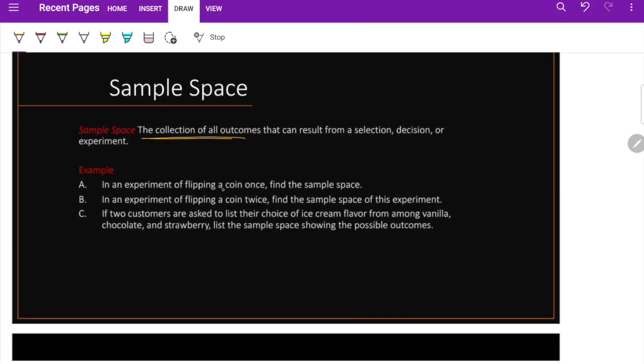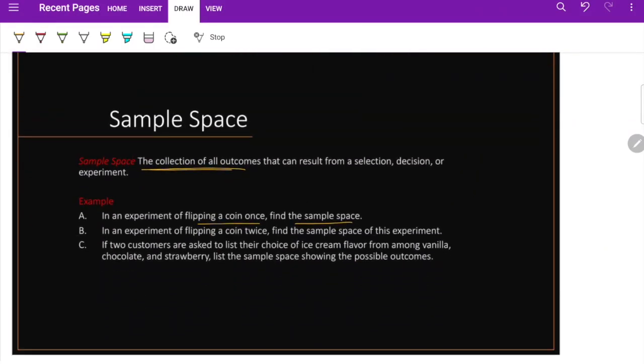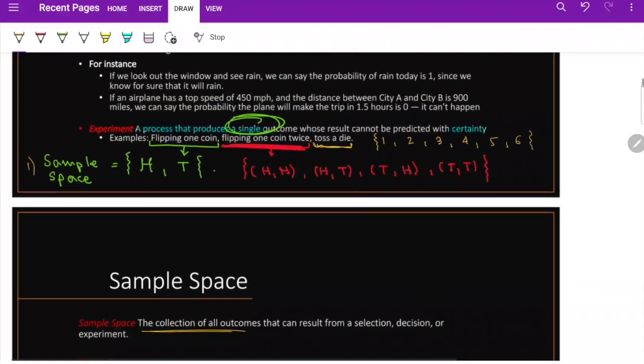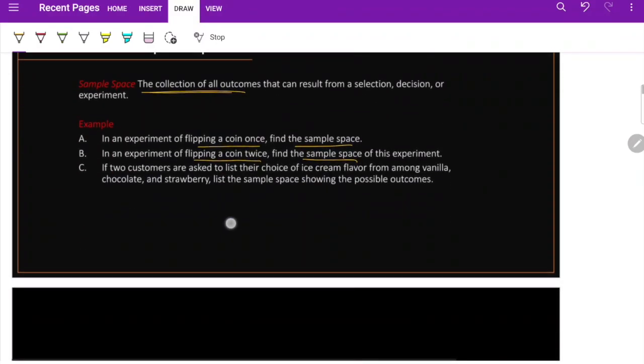In an experiment of flipping a coin once, find the sample space. We did already. This is the answer of question 1. In the experiment of flipping a coin twice, find the sample space. We did already. This is my second sample space. SS equals, sample space equals this.